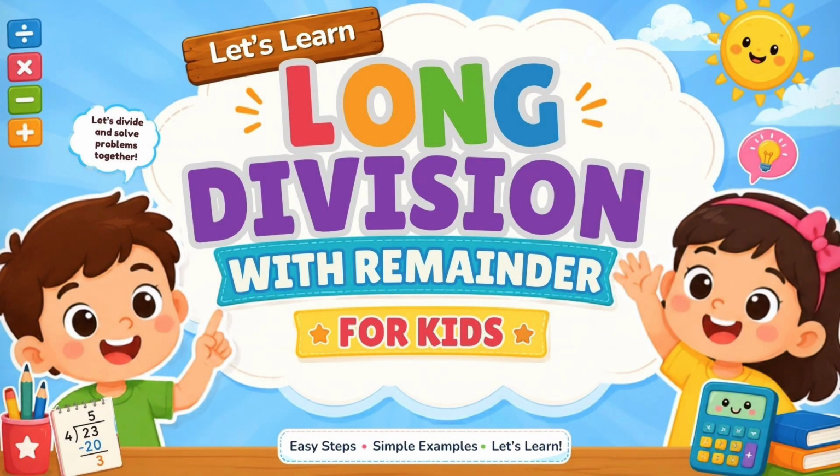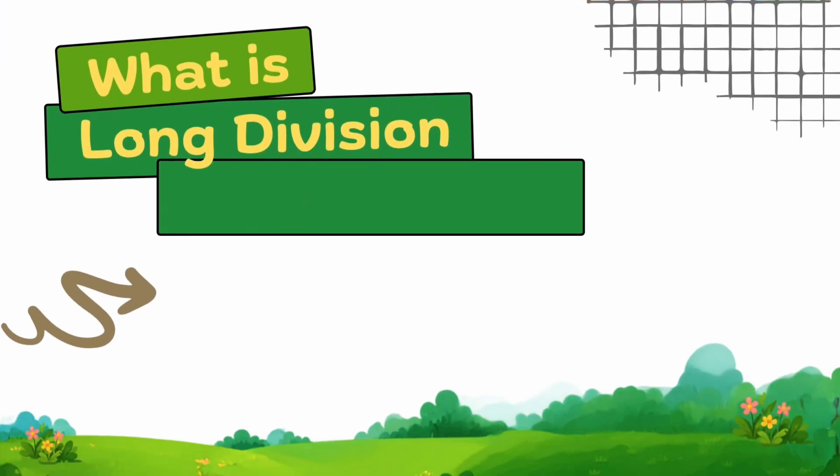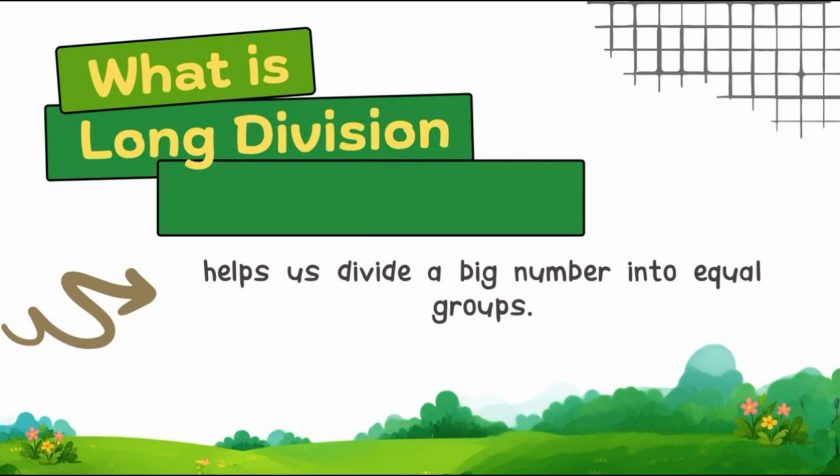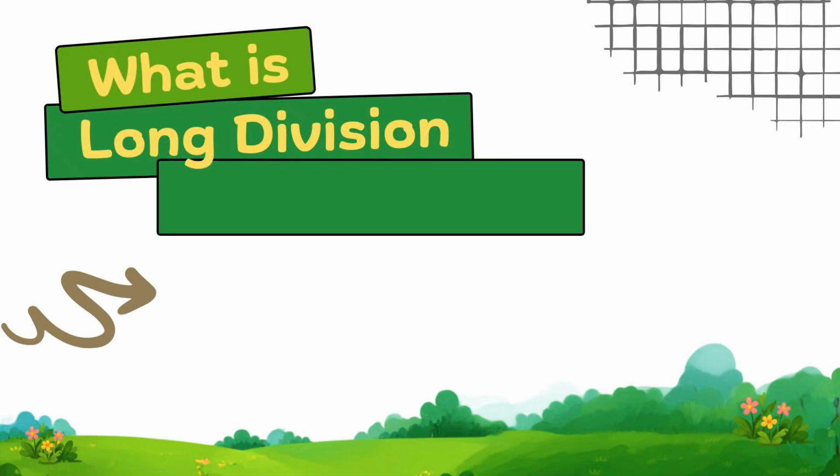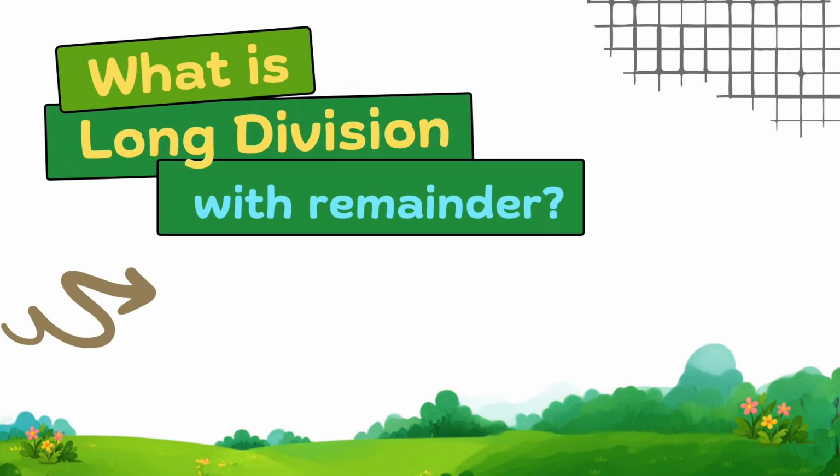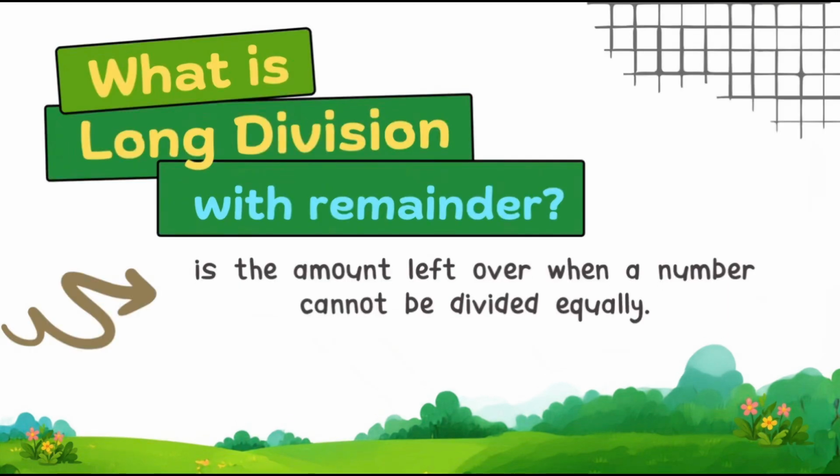Welcome back! Today, we are going to learn about long division with remainder. We already know that long division helps us divide a big number into equal groups. Now, let's learn what a remainder in long division is. A remainder is the amount left over when a number cannot be divided equally.